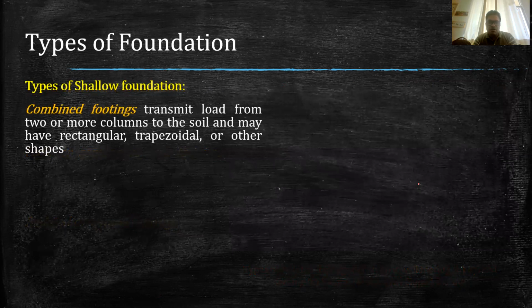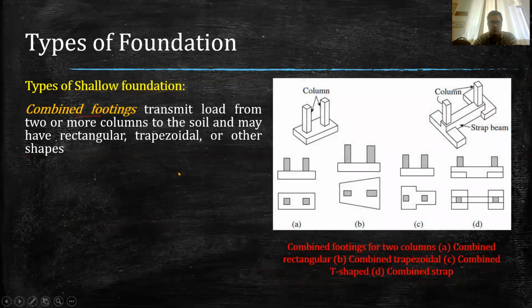Then the third foundation is combined footing. Now, as the name suggests, combined footings are basically footings in which two or more columns are supported on the same footing. If the columns are of the same size, then the combined footing can be of rectangular shape. If the column size is different, then depending on the size, we can have trapezoidal or other shapes also.